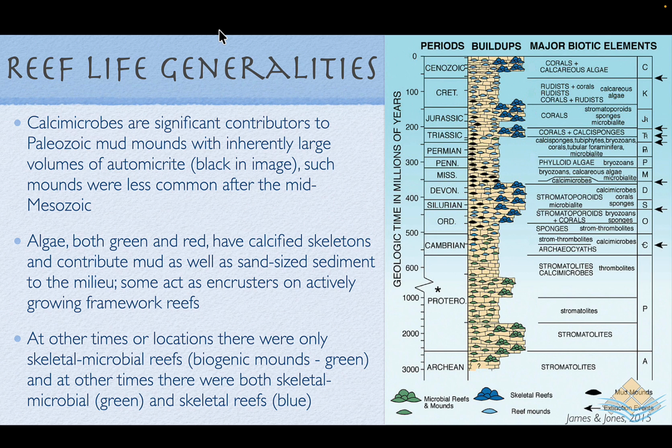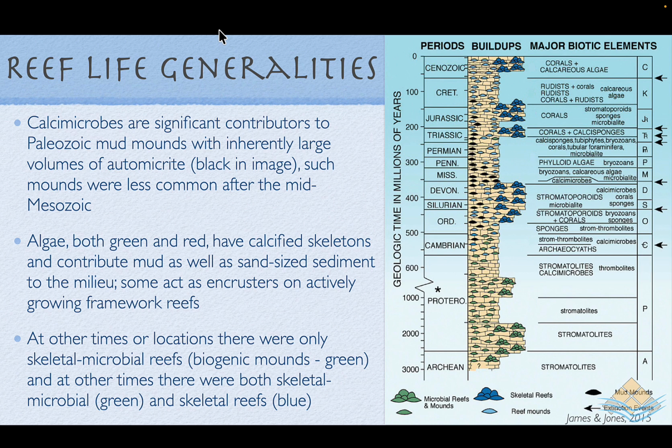Some of the algae, as we see today in the modern reef, act as encrusters on actively growing framework. The calcium microbes back in the Paleozoic were acting as encrusters on our framework. In yet other times, we have what are predominantly skeletal microbial reef associations. This is the green lensoidal structures in the diagram, where we see what are biogenically dominated microbial reefs and mounds. And other times, there were combinations of both skeletal and microbial associations indicated by the blue, where the skeletal components were dominant, and these are known as the skeletal reefs.